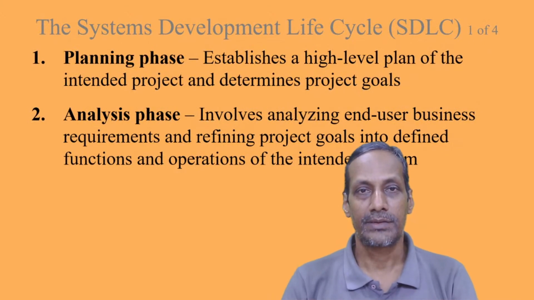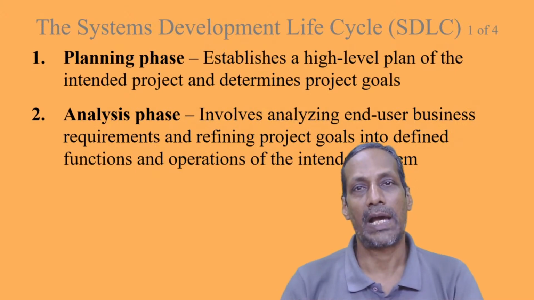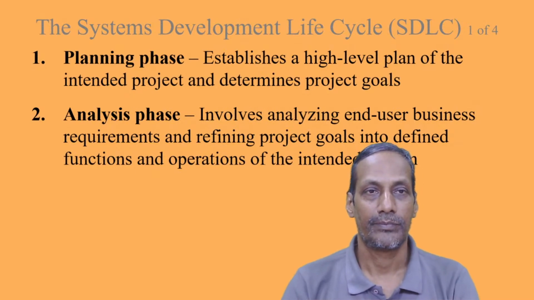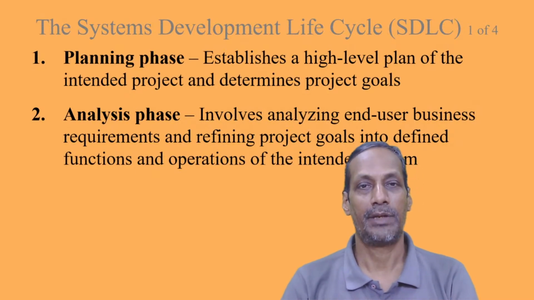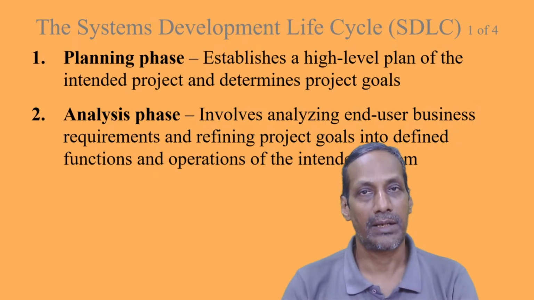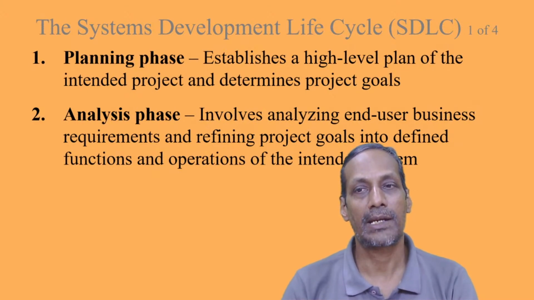In the planning phase, you need to establish a high-level plan of the intended project and determine project goals. This is the first phase, wherein the systems manager has to develop a high-level plan of the intended project and determine its goals. Next comes the analysis phase, which involves analyzing end-user business requirements and refining project goals into defined functions and operations of the intended system.